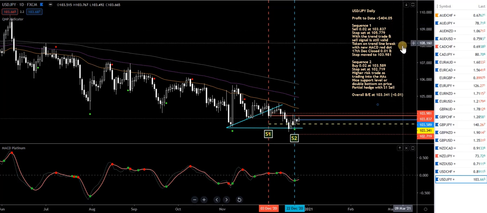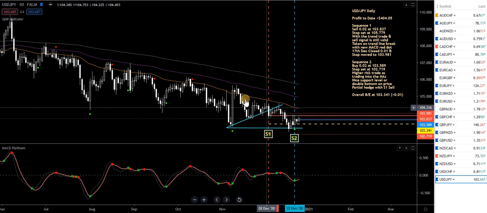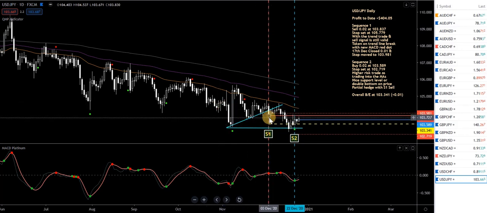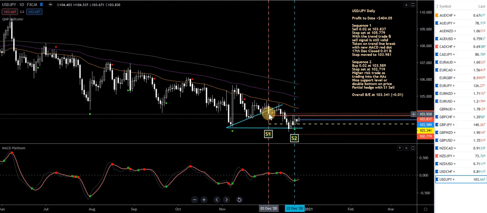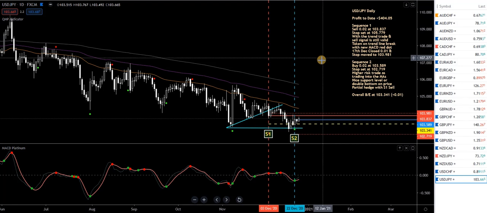It's a pair I like trading, but I haven't liked it lately for a couple of months now, but I generally don't have too much drama with it. So sequence one's a sell, which is this one in here with a very tight stop just above the entry. I've already closed half, so that's all right.